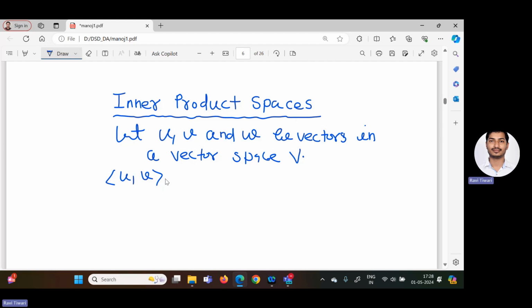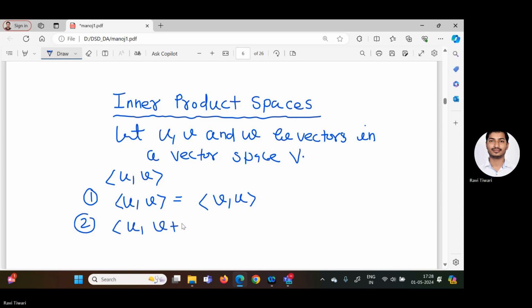So if U, V, W are three vectors in a vector space, then we can form an inner product space if they satisfy the following properties. First property: inner product of U comma V must be equal to inner product of V comma U. Second property: inner product of U comma V plus W must be equal to inner product of U comma V plus inner product of U comma W.